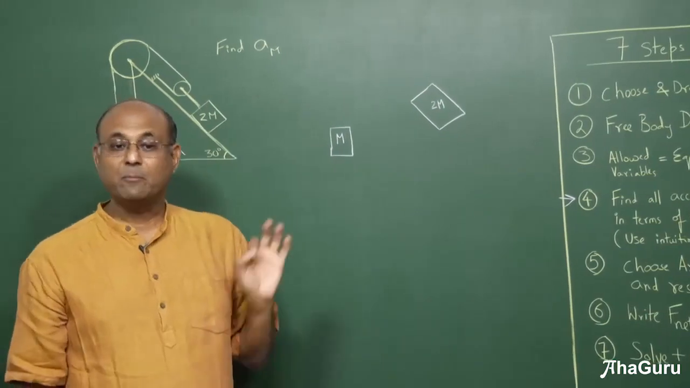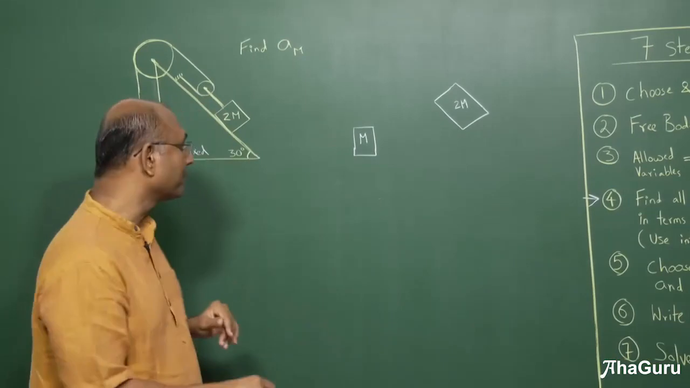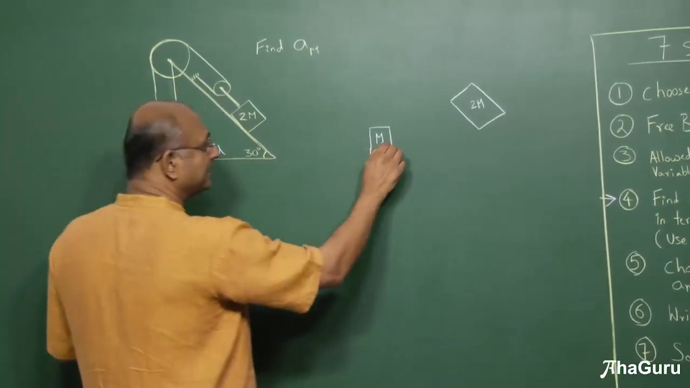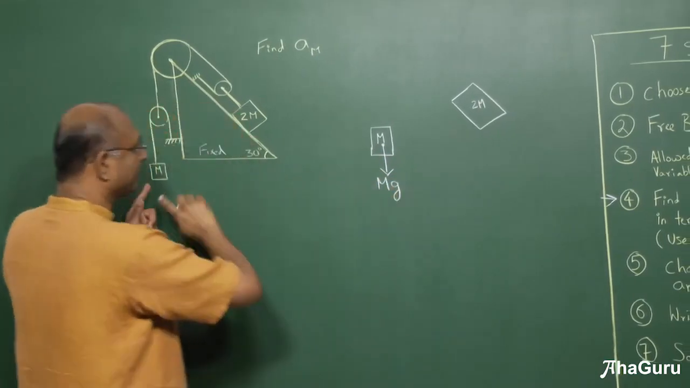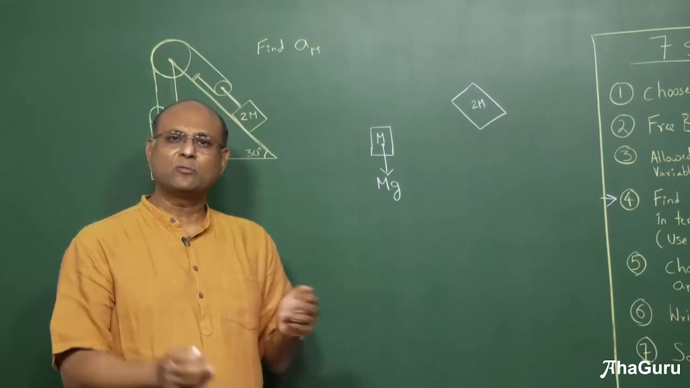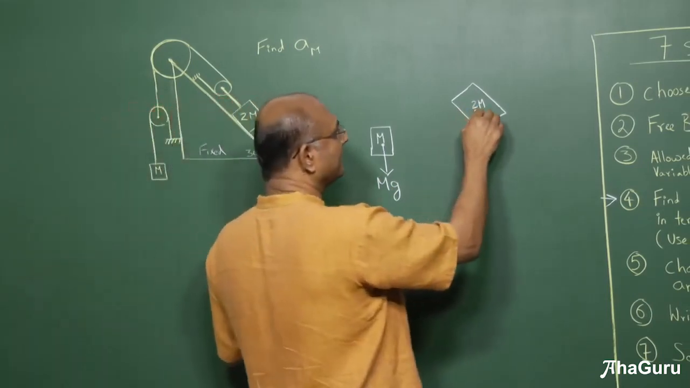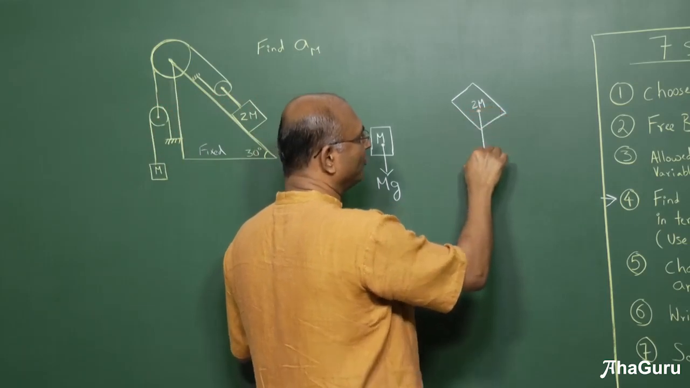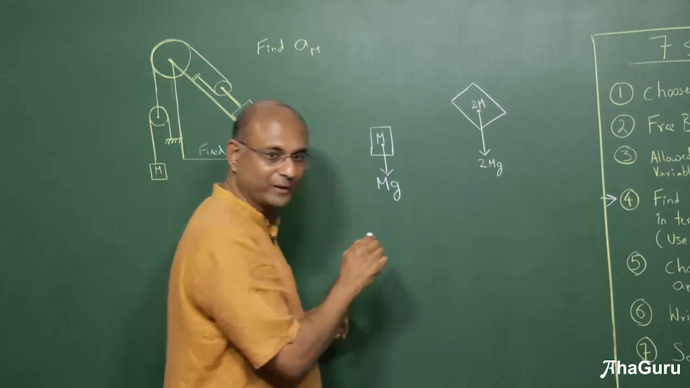Second step, free body diagram. What does that mean? All forces that act on this block. Now I know that there is an mg that acts on this fellow. Since m is given in the question, I will continue to use it as mg. We can substitute for g later. At this point, I'll just call it mg. And then here, this guy has a gravitational force of 2 mg.